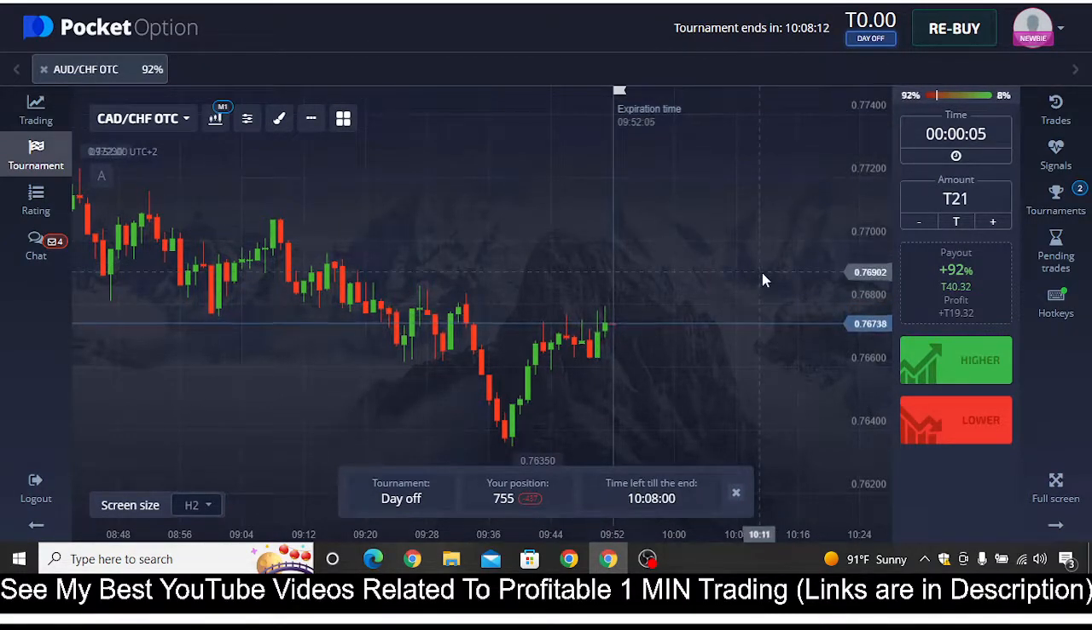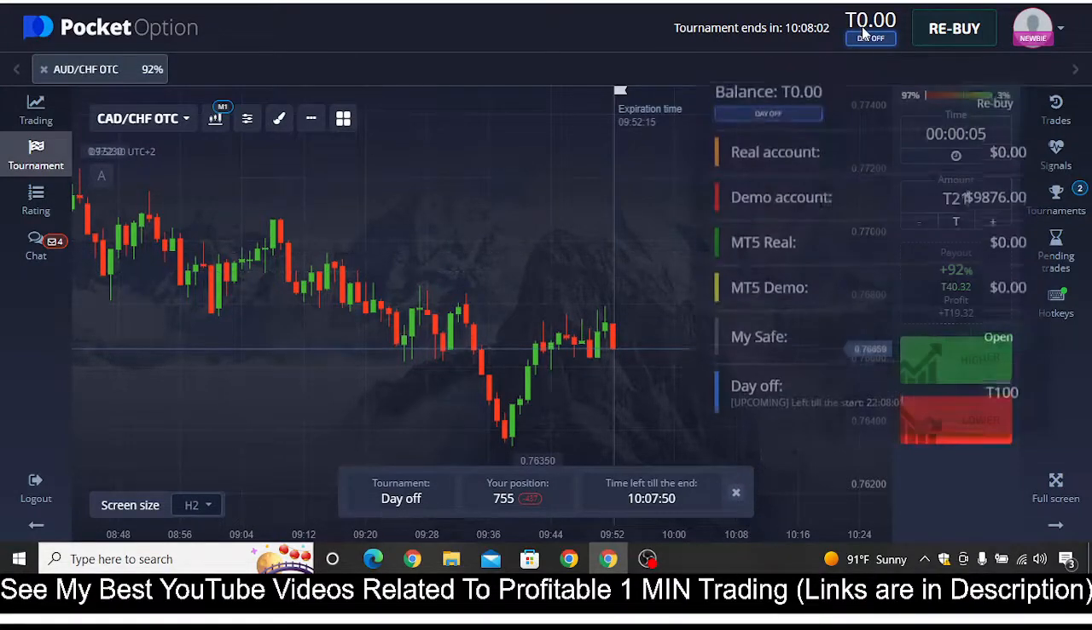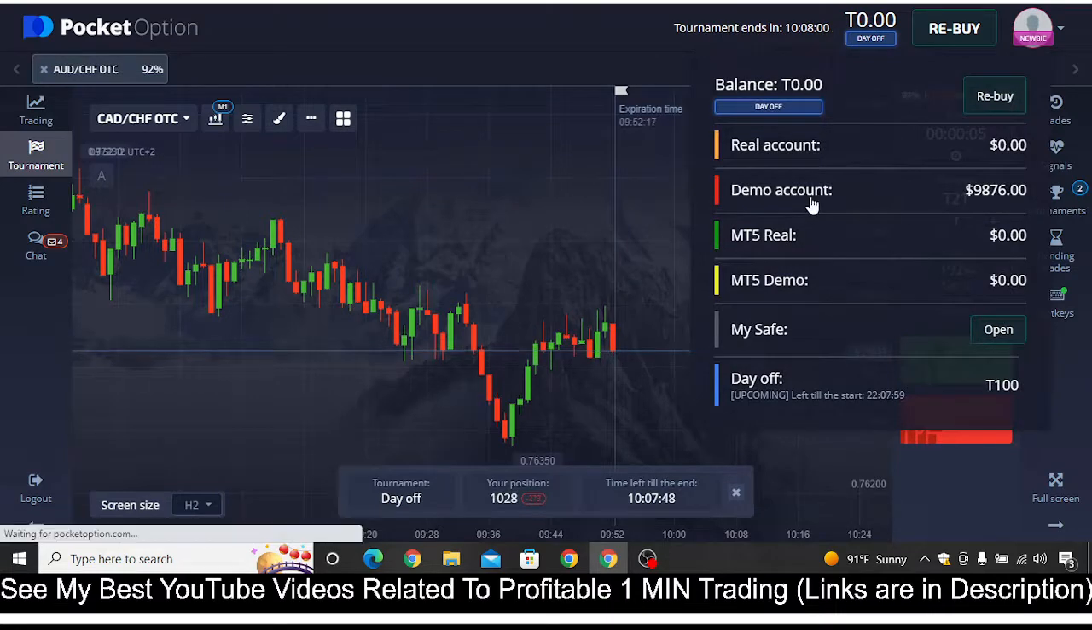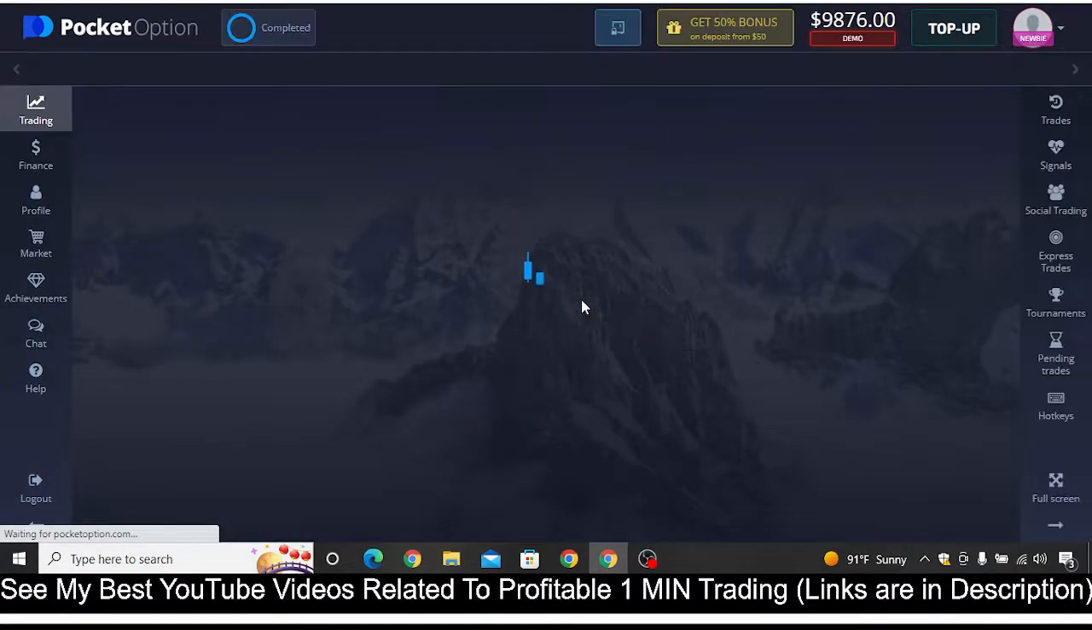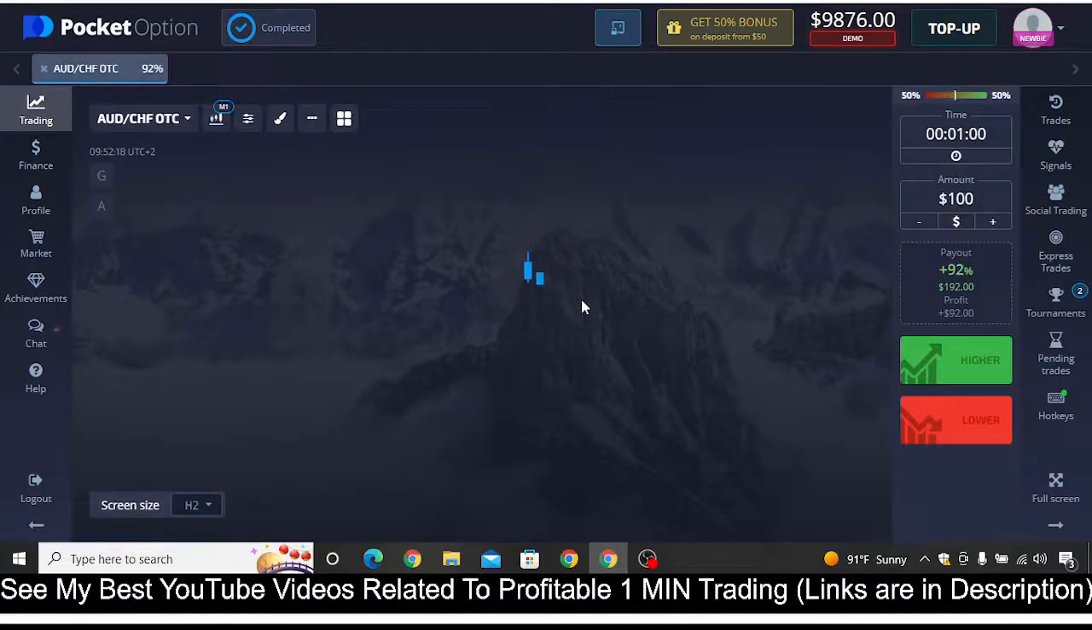Now you need to understand, this is not the end of the strategy. Okay, we made a loss by using the strategy by going the opposite of the trend. So now what we can do is, I'm exactly going to show you in the demo account. Now what you need to do is, you need to go with the trend, by using this 5-second strategy.